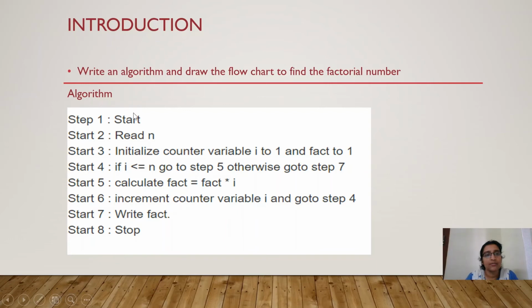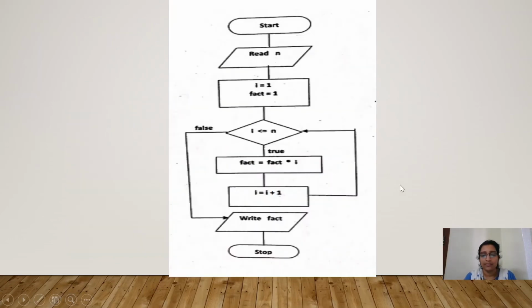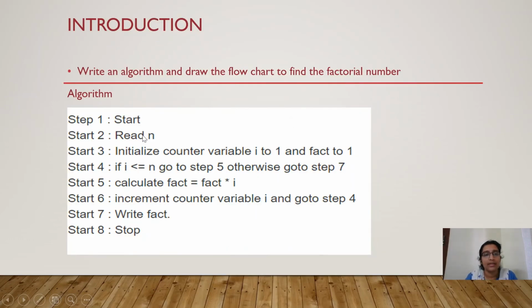So here, see, first start, then read n, input n. Then we have to check whether n has been reached, so we keep a counter variable I, to keep the count of whether we have reached n. So initialize the counter variable to 1 and then initialize the variable fact also to 1. In fact, we will keep the answer.